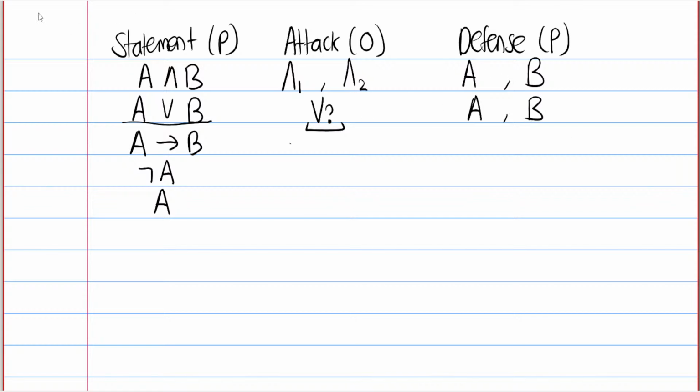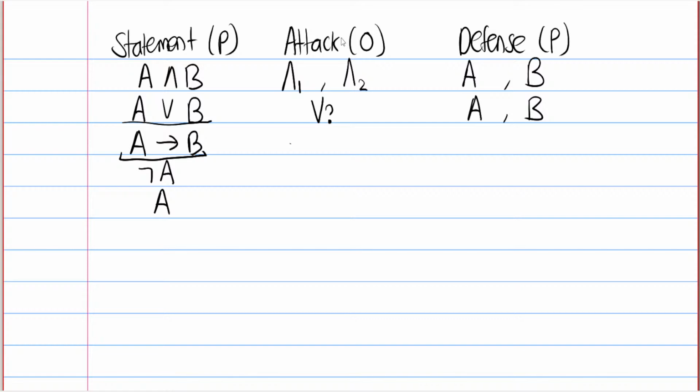Okay, so makes sense so far, I hope. The available attacks and defenses against these attacks. So we move on to implication. If A is true, then B is true, right? That's the statement that P is claiming to be correct. So how can O doubt this? How can O attack this?